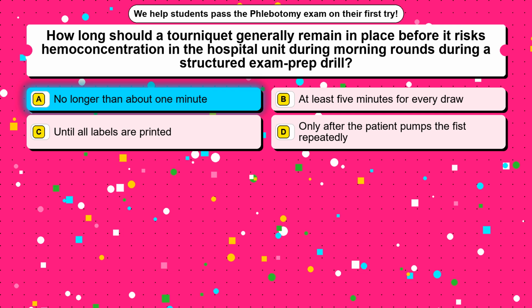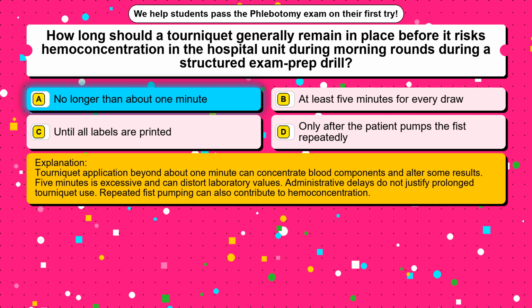The correct answer is option A. No longer than about 1 minute. Tourniquet application beyond about 1 minute can concentrate blood components and alter some results. 5 minutes is excessive and can distort laboratory values. Administrative delays do not justify prolonged tourniquet use. Repeated fist pumping can also contribute to hemoconcentration.